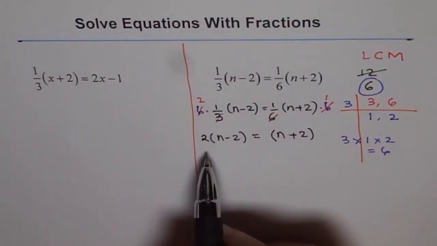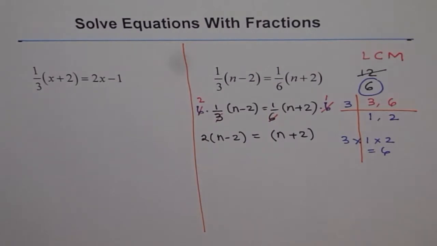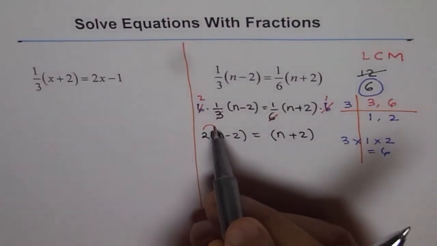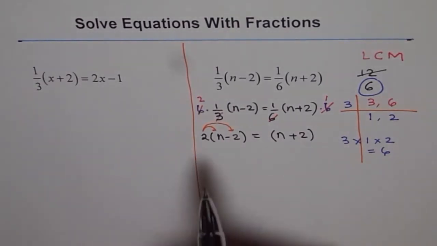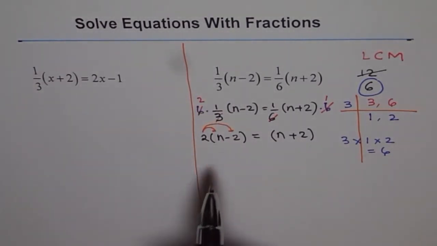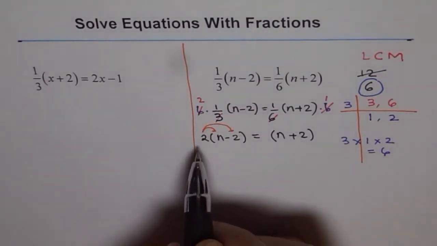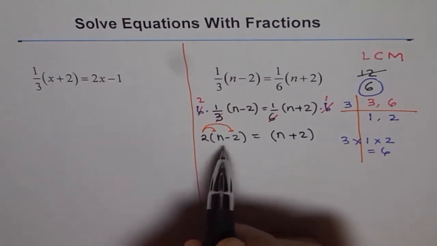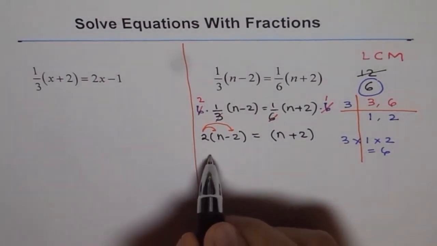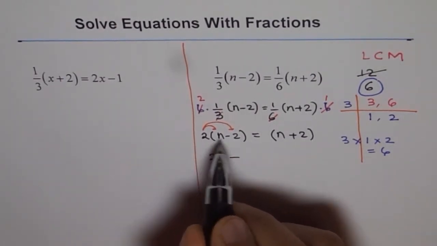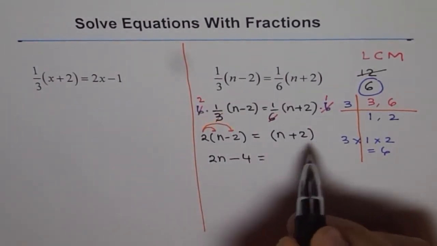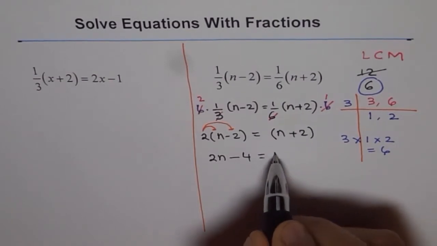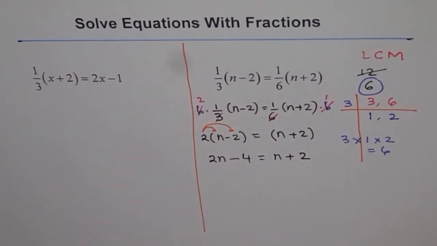Now we can apply the distributive property. That means you have to multiply this 2 with both the numbers inside, right? Sometimes students will just multiply with the first number and then land up with a wrong solution. We don't want to do that, right? Multiply 2 with both n and minus 2. So we get 2n, 2 times n, and 2 times minus 2 is minus 4. And on the right side, we just open the bracket, multiplying by 1 is writing the numbers themselves like this.